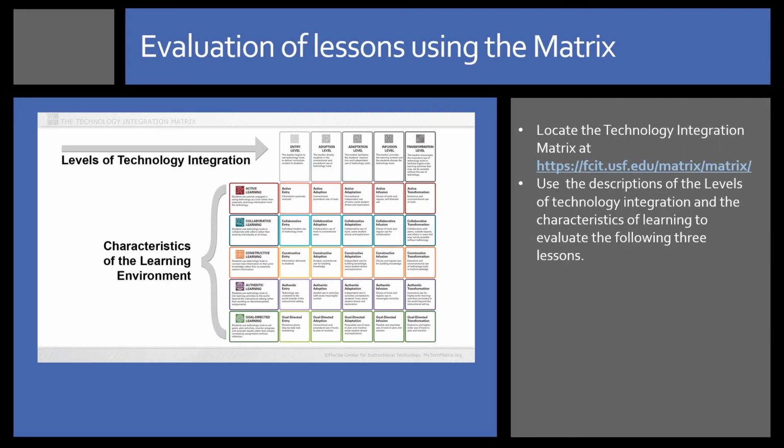You can find the matrix online at the website for the Florida Center for Instructional Technology. You'll see the URL on the right-hand side. You'll notice that you have your levels along the top, you have your characteristics along the left-hand side, and each of the inner 25 cells are interactive as well. When you click upon those cells, you will be directed to a page with extended descriptors on student roles, teacher roles, and an explanation of what the classroom setting will look like.